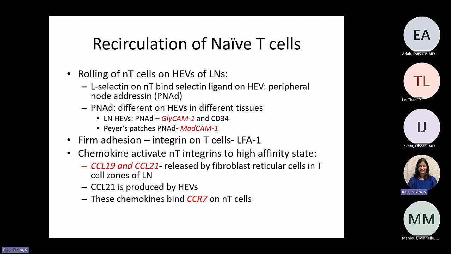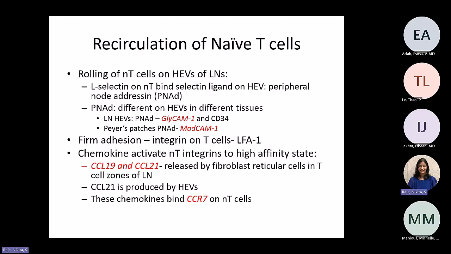All right, so let's go through that process of selectins, integrins, and then chemokine interactions for T cells. So say the naive T cells come in, right, in the HEV, how do they know where to come out? So the L-selectin or CD62L on the naive T cells can bind to the selectin ligand on the high endothelial venule. Say for the lymph nodes, that selectin ligand is called peripheral node addressin. And as the name suggests, it's pretty much giving that address.